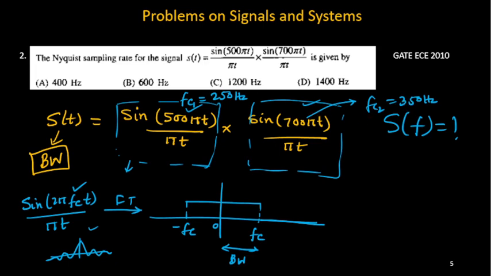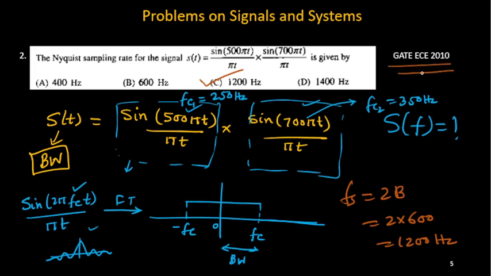So what is the sampling rate? The sampling rate Fs will be 2B, meaning 2 into 600, which is 1200 Hz. So option C is correct. This problem appeared in GATE ECE 2010. These kinds of problems are regularly coming, so don't worry at all. It's very simple. You can solve it very quickly.